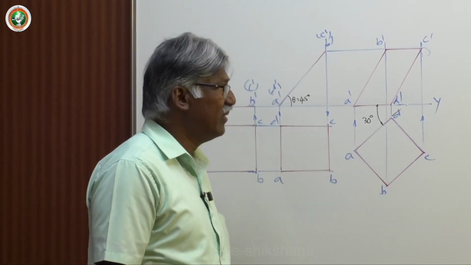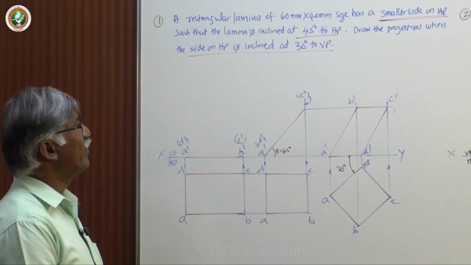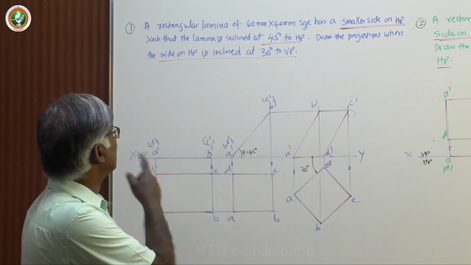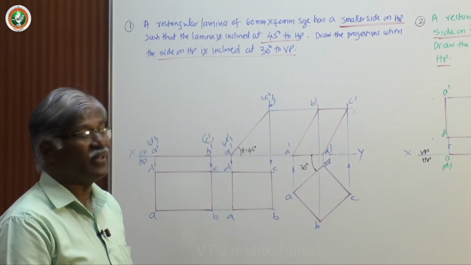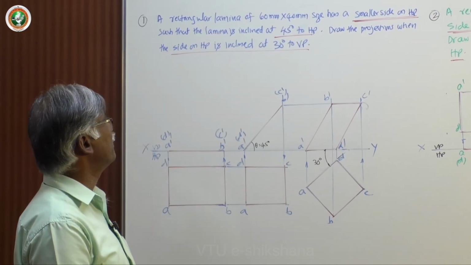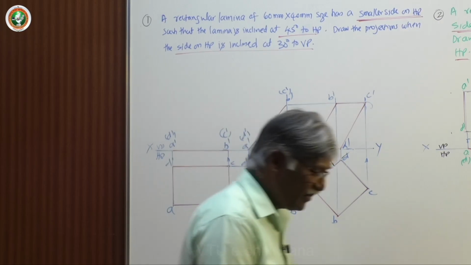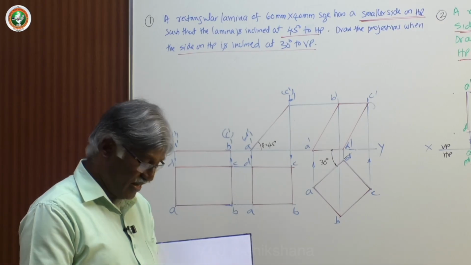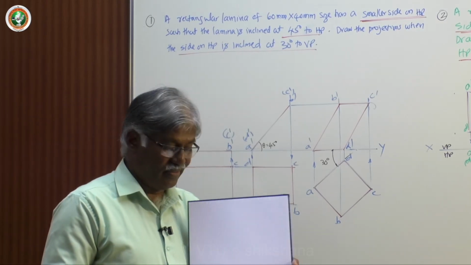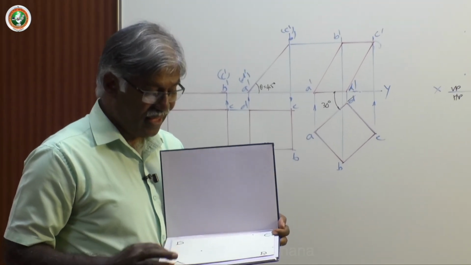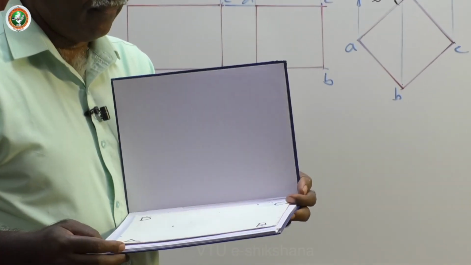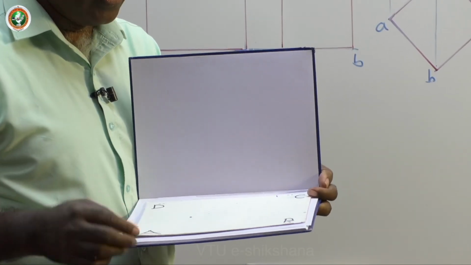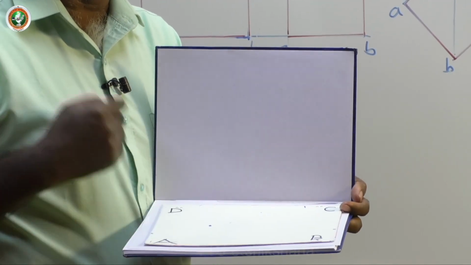Now I will take up problem number 1. A rectangular lamina of 60 mm by 40 mm size has a smaller side on HP such that the lamina is inclined at 45 degrees to HP. Draw the projections when the side on HP is inclined at 30 degrees to VP. Already we have worked out this problem, but for a particular purpose I am working it again. See, this is the model A, B, C, D. I have 4 corners, and he says smaller side on HP, or smaller edge, shorter edge, all are the same. I have to keep this particular edge perpendicular to VP.